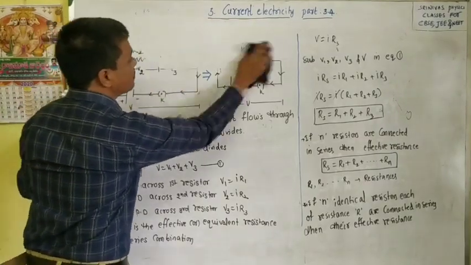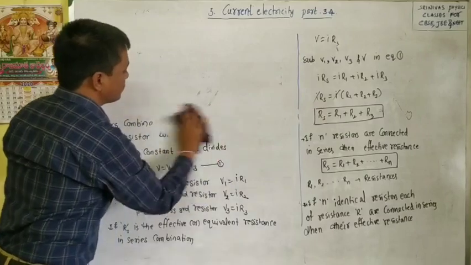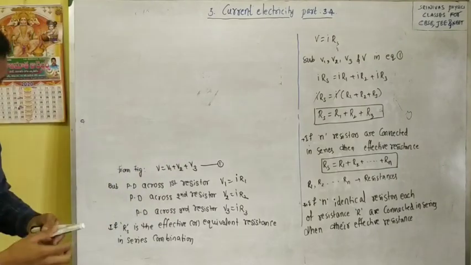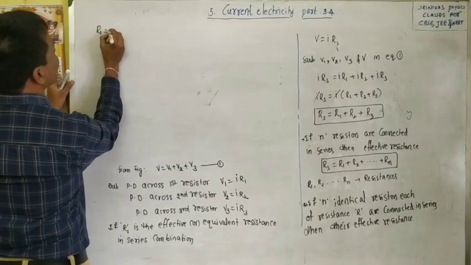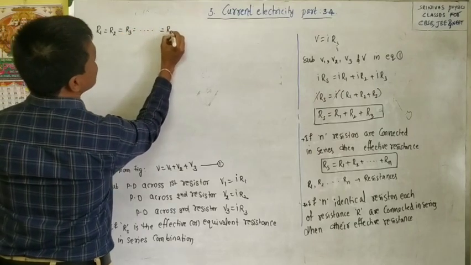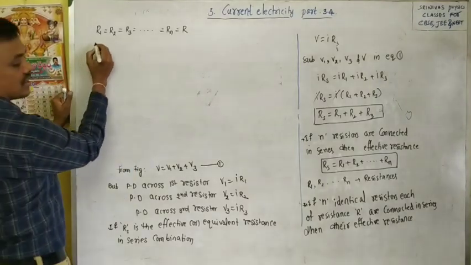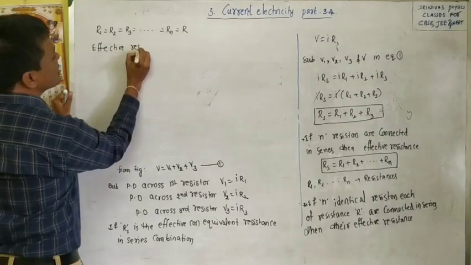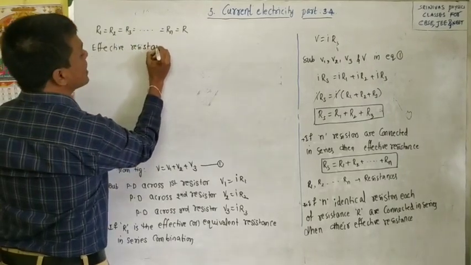Now, let us see how to find out the effective resistance. Here, n identical resistances, each of resistance R, that means R1 is R, R2 is R, R3 is R. All the resistors have the same resistance, that is R. Then what is the effective resistance in series combination? R1 is R, R2 is R, R3 is R. Effective resistance in series we will get like this.